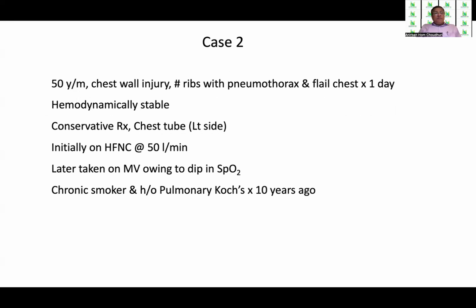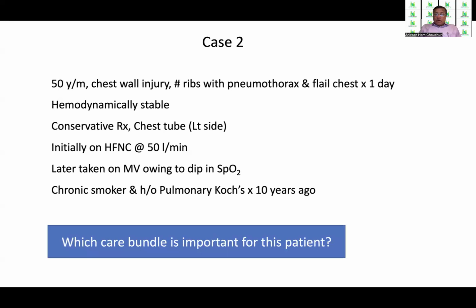Coming to the next case, a 50-year-old male with chest wall injury, fractured ribs with pneumothorax and flail chest for a day, who is hemodynamically stable otherwise, is brought, and the patient is treated conservatively with a left-sided chest tube to drain the pneumothorax. Initially, the patient is on high flow nasal cannula at 50 liters per minute. Subsequently, he was taken on mechanical ventilation for a dip in the oxygen saturation. The patient is a chronic smoker with a history of pulmonary tuberculosis, for which he was treated 10 years ago. Which care bundle is important for this patient?